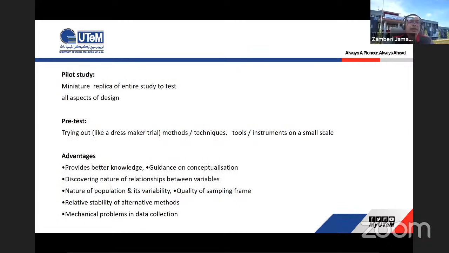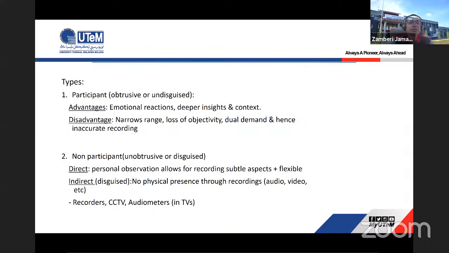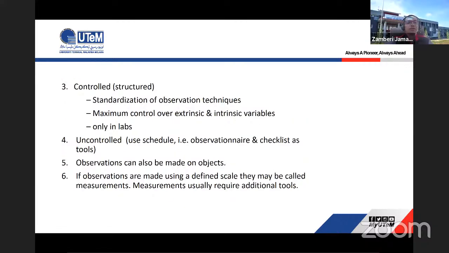I can skip that. Collections again. Some of this I have shared with you. Collect your original data yourself, a fresh primary data. You could examine records and relics if you are working on something which is very old. Participants, advantages and disadvantages. Non-participants, I will try to be very fast on this. Observations.